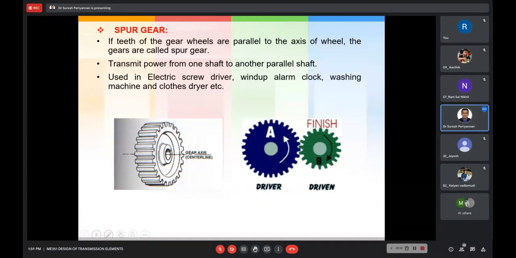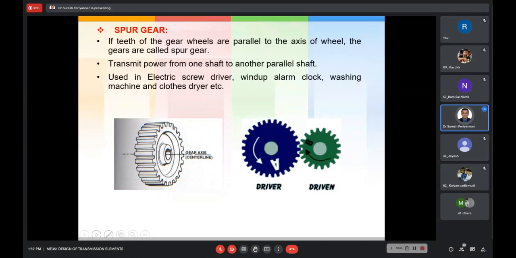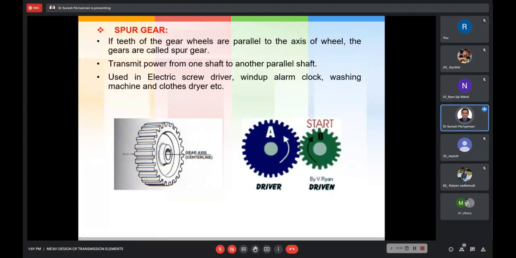A spur gear. Now the spur gear, the teeth of the gear wheels are parallel to the axis of the wheel. Okay. The gears are called parallel spur gear. Now they transmit the power from one shaft to another shaft, means that when shaft one and shaft two are parallel, only in that place are we able to use this type of gear. See here, the teeth are cut, prepared or made parallel to the axis of the shaft.